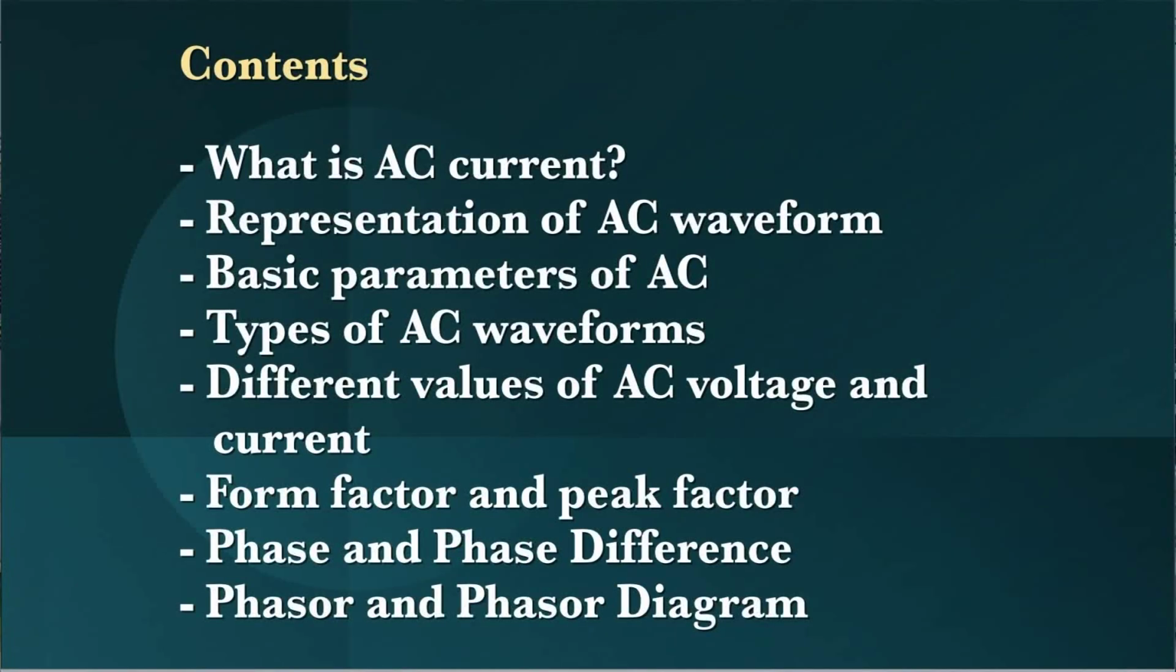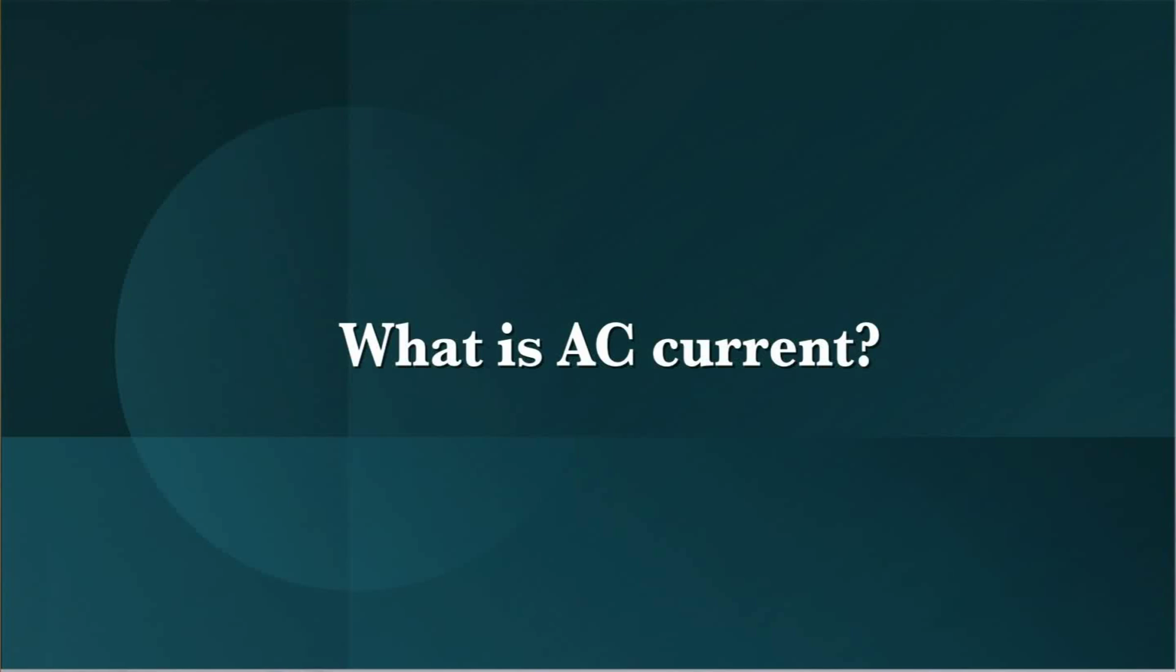In this lecture, we will focus on the alternating current and its production, which contains what is AC current, representation of AC waveform, basic parameters of AC, types of AC waveform, different values of AC voltage and current, form factor and peak factor, phase and phase difference, Phasor and Phasor diagram. So what is an AC current?